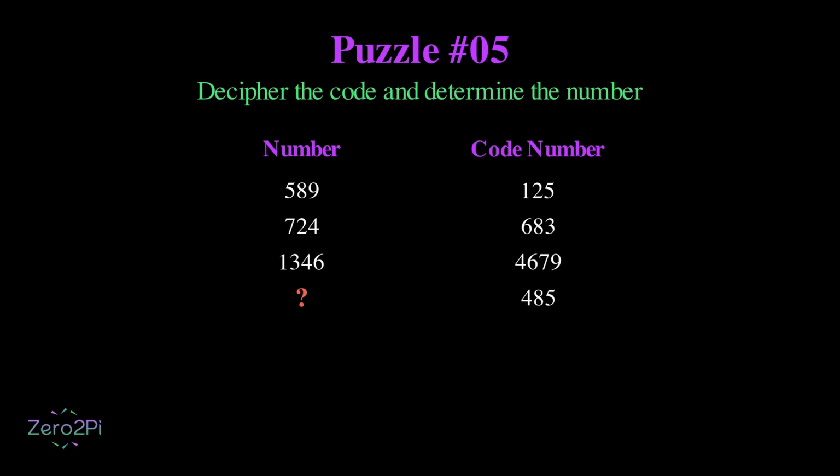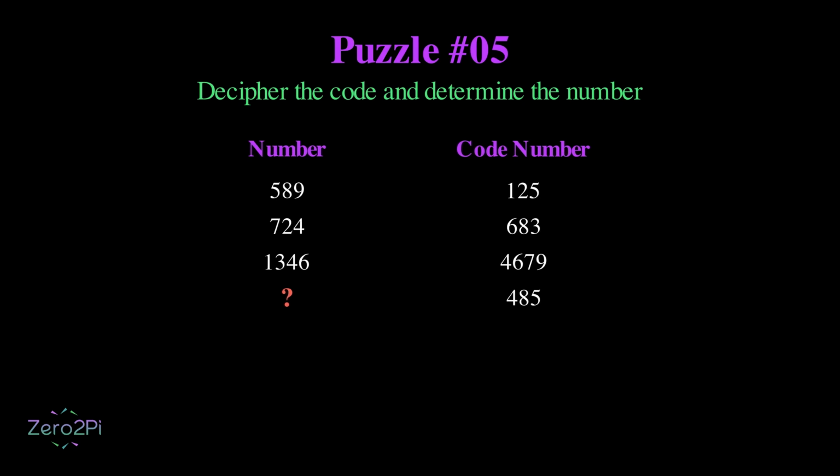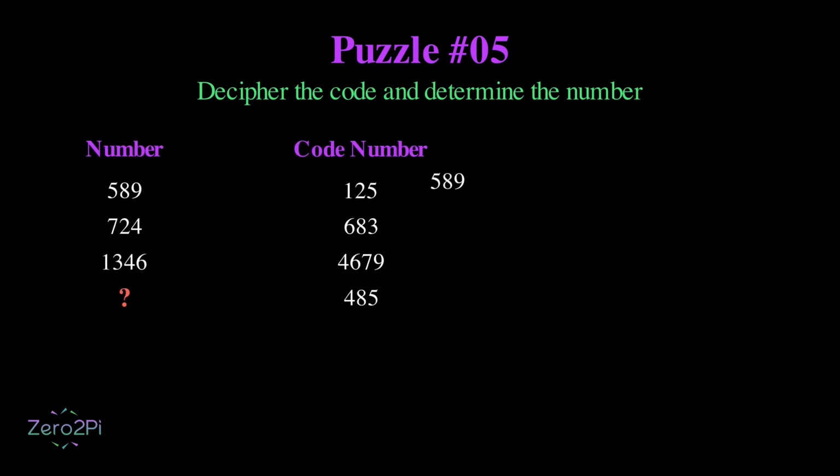Since we've made it this far, we know that usual methods probably won't work here either. I'm going to start with the first example, the number 589 and its code 125. Look at the individual digits carefully. What if we take the last digit from the number and the first digit from the code? 9 plus 1 equals 10. Interesting. Similarly, the sum of the second digits of both numbers equals 10. The sum of the first digit of the number and the last digit of the code also equals 10.